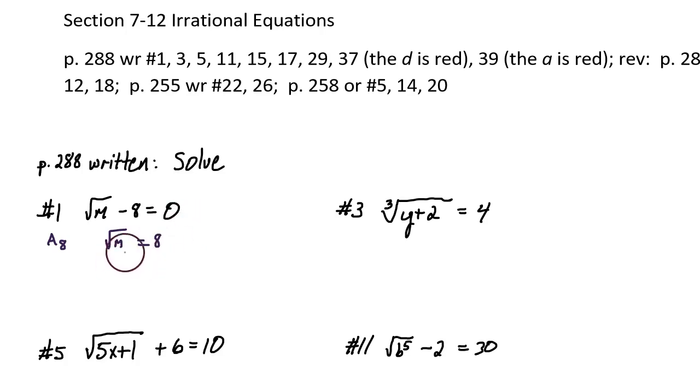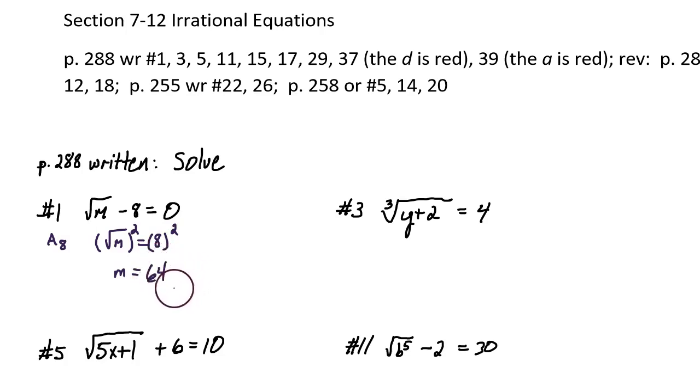Now let's choose an operation that will remove the square root. And that operation is to raise to the second power. So we're going to take the left side and go to the second power, and the right side and go to the second power. When you square the square root, that produces the m. And over here we have the answer 64.